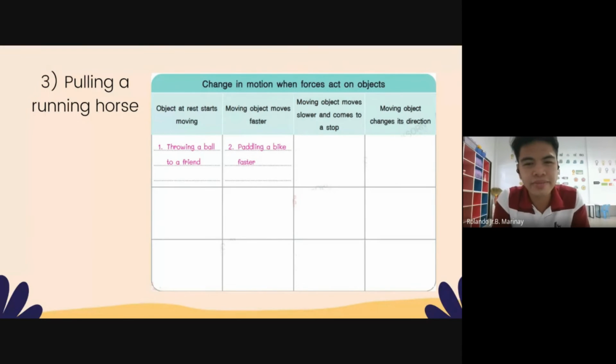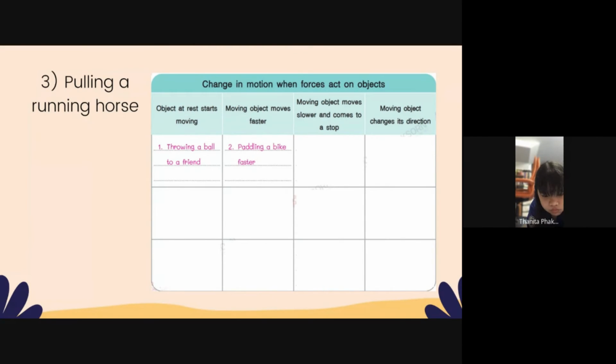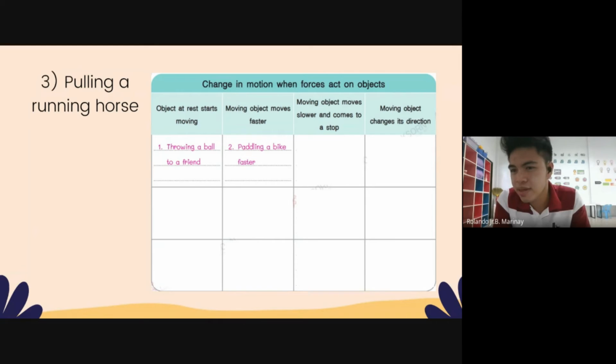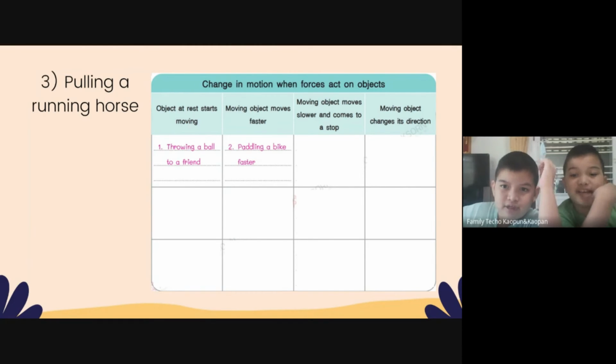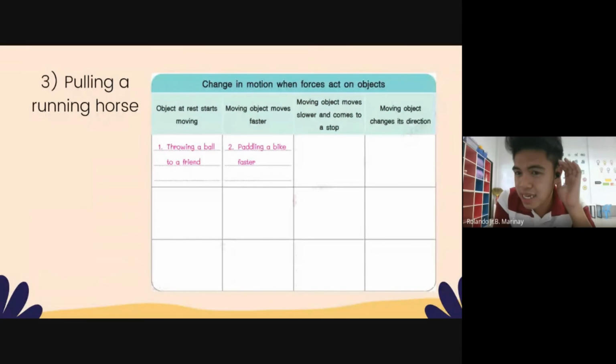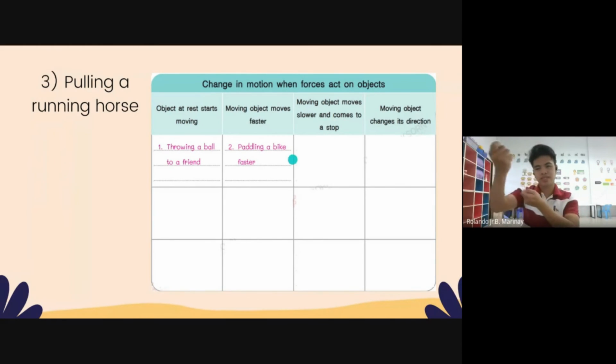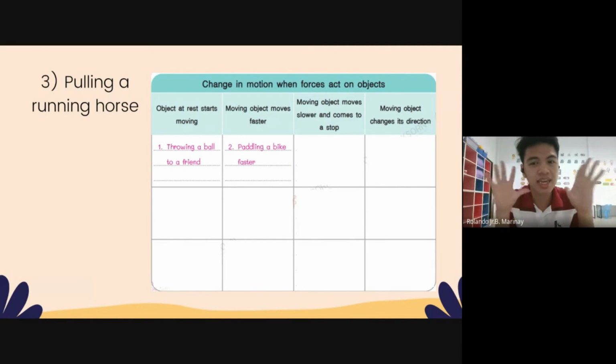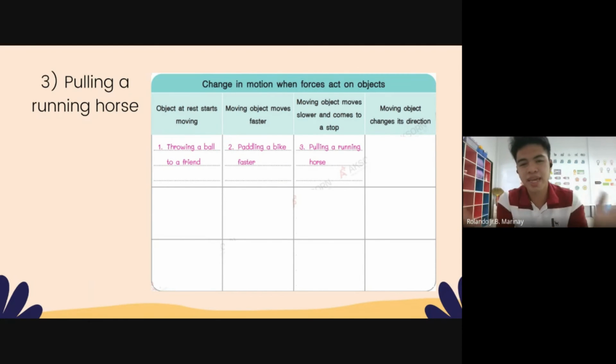Nope, it's not B. Turn on your microphone if you want. Okay, it's C. Moving object moves slower and comes to a stop, because the horse is already running, but then you pulled it and it suddenly moves slower and finally it stopped. So number 3 is moving object moves slower and comes to a stop.